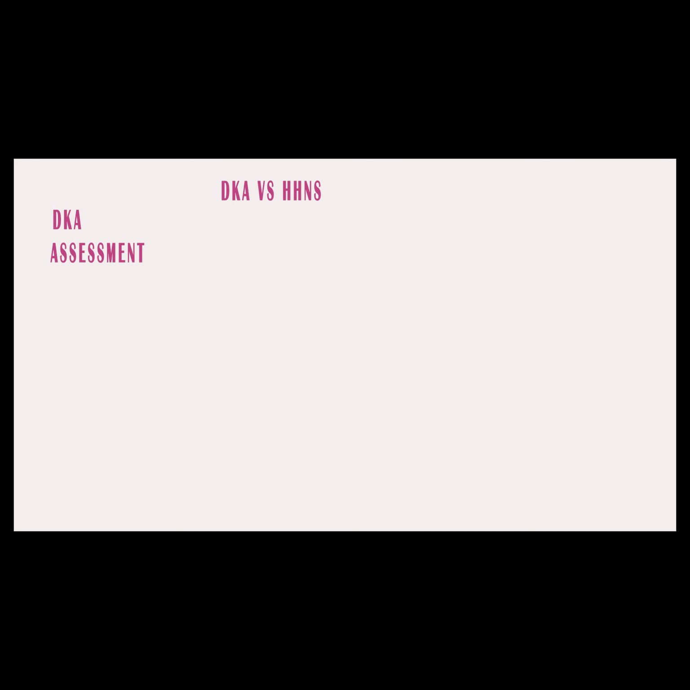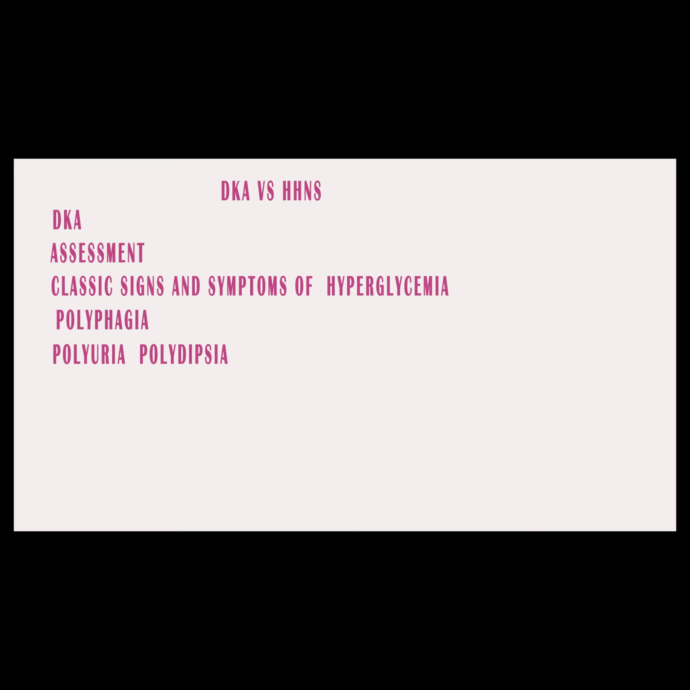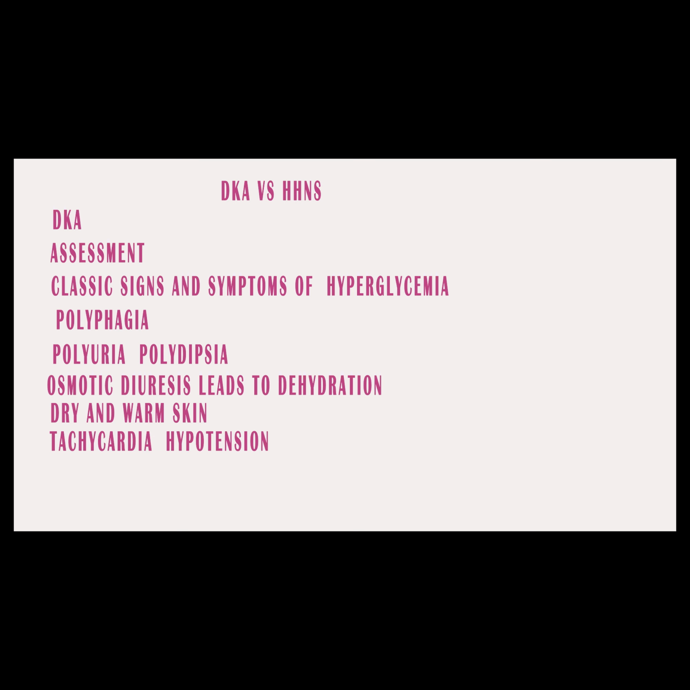Assessment findings. Osmotic diuresis typically produces the classic signs and symptoms of hyperglycemia: polyuria and polydipsia. Osmotic diuresis leads to dehydration: dry and warm skin, poor skin turgor, dry mucous membranes, tachycardia, hypotension. Other signs and symptoms: nausea and vomiting, fatigue, weakness, lethargy, confusion.